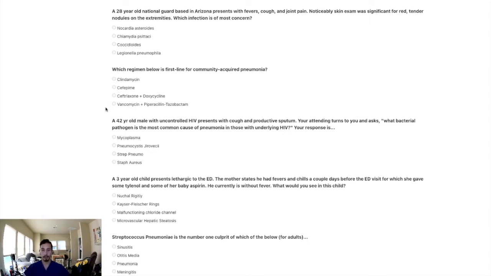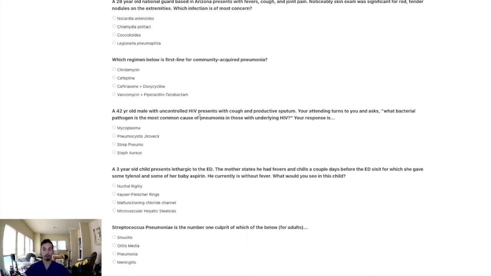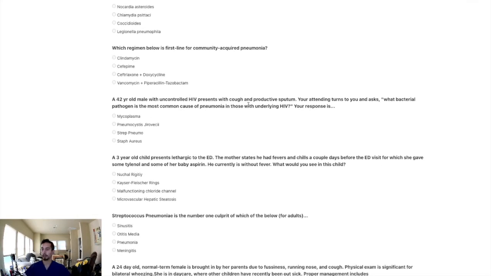Ceftriaxone and doxycycline, I think, is the correct answer. Ceftriaxone will be fantastic for your strep pneumo, and then doxycycline for your atypical. So this would be a good answer choice for your community-acquired pneumonia. And then vancomycin, piperacillin-tazobactam, again, very broad. You're basically covering MRSA, Pseudomonas, all the bad players, anaerobes. So this is not a good choice for just a common community-acquired pneumonia. This would be for hospital-acquired pneumonia or sepsis of unclear etiology.